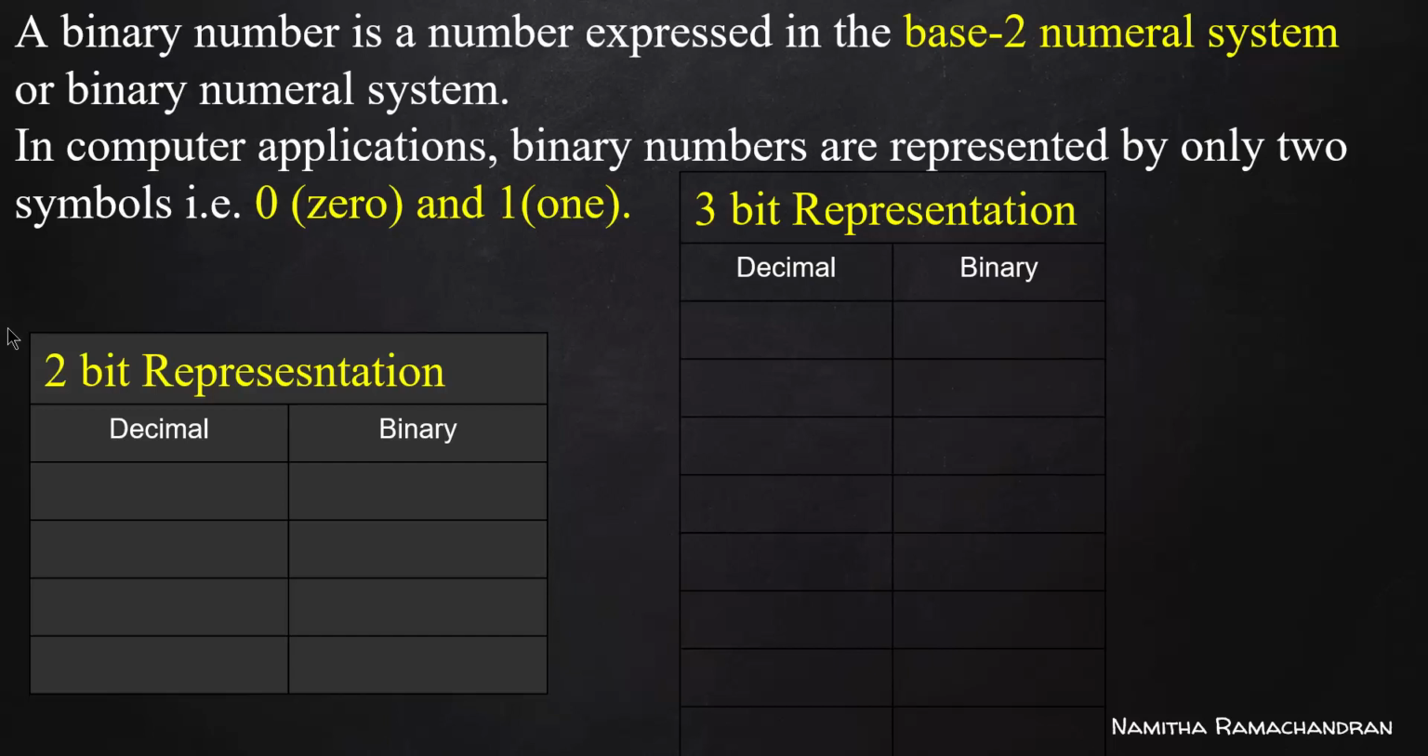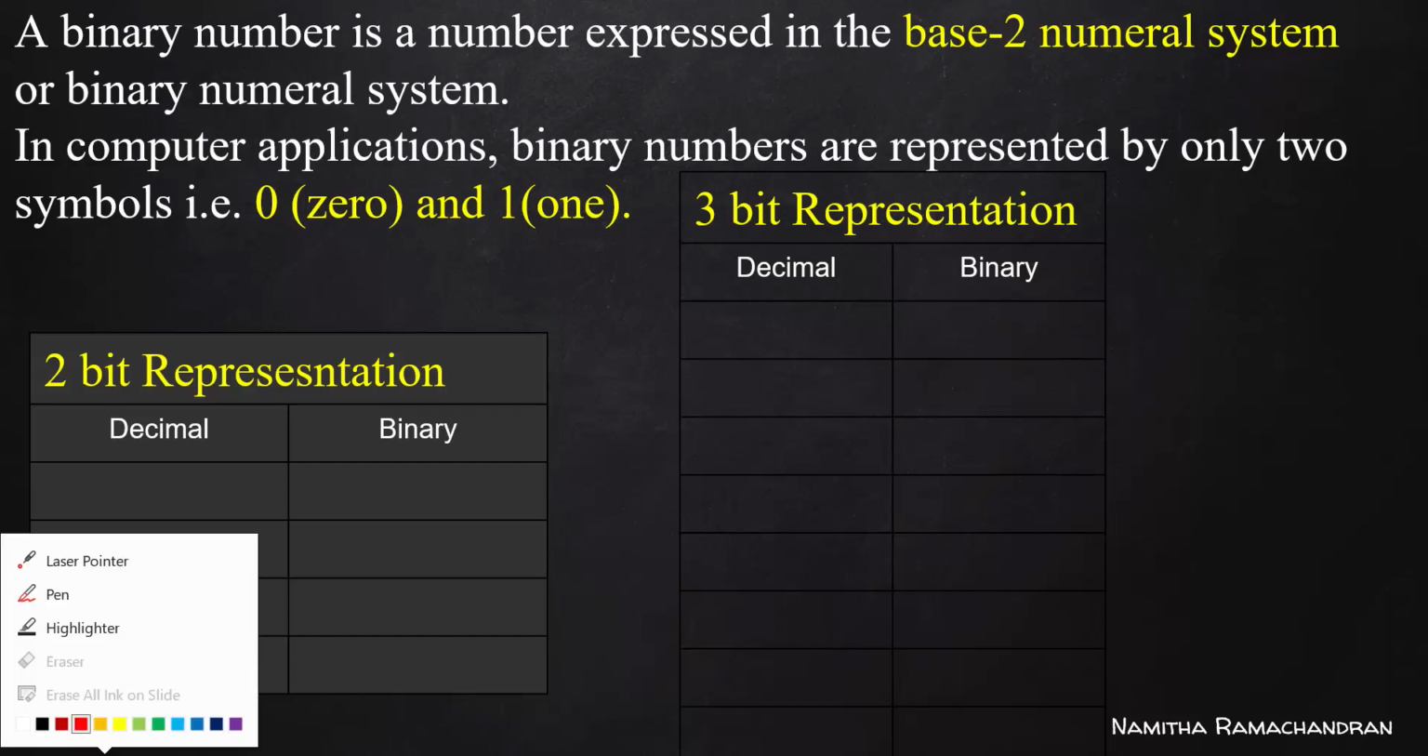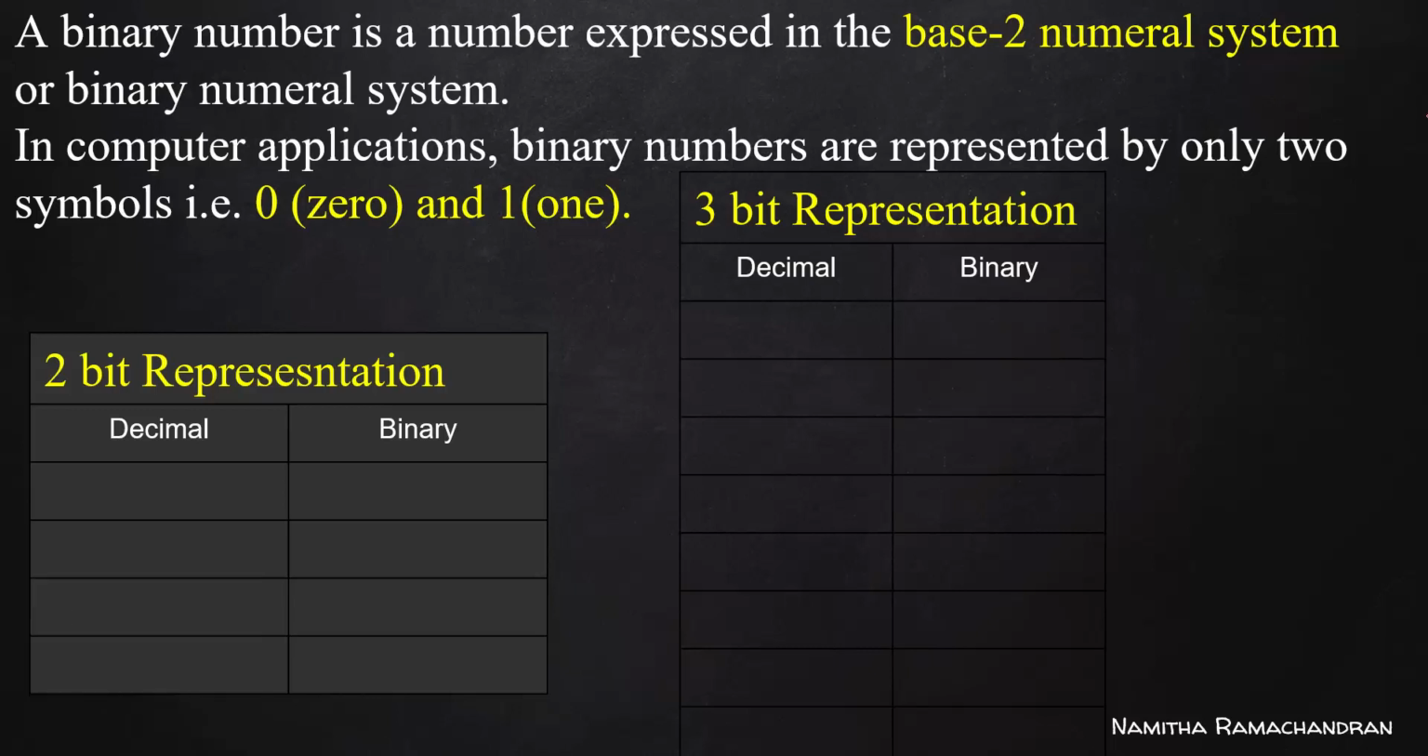We are all familiar with our decimal numbers, right? In the decimal number system, we have 10 different symbols: 0, 1, 2 up to 9. Using these 10 symbols, we can generate any decimal number. Similarly, we are now going to discuss binary numbers.